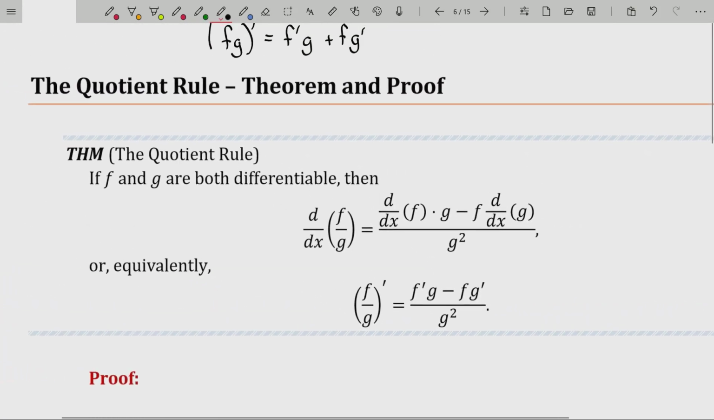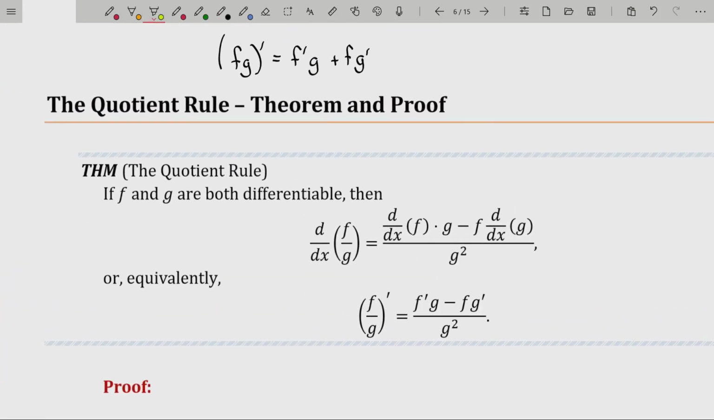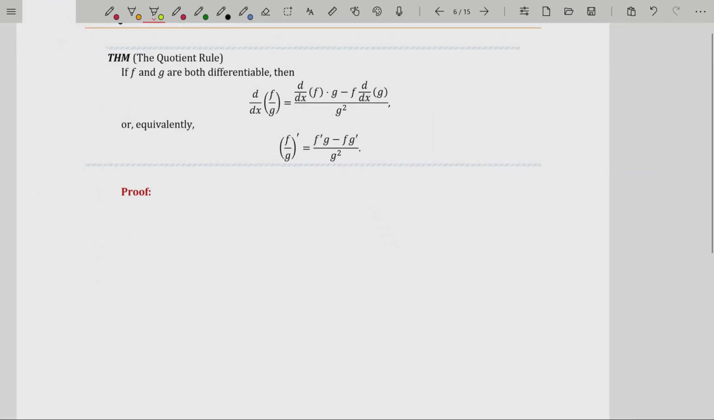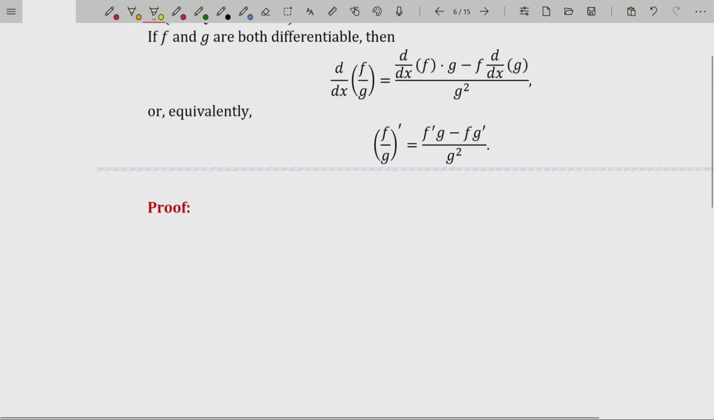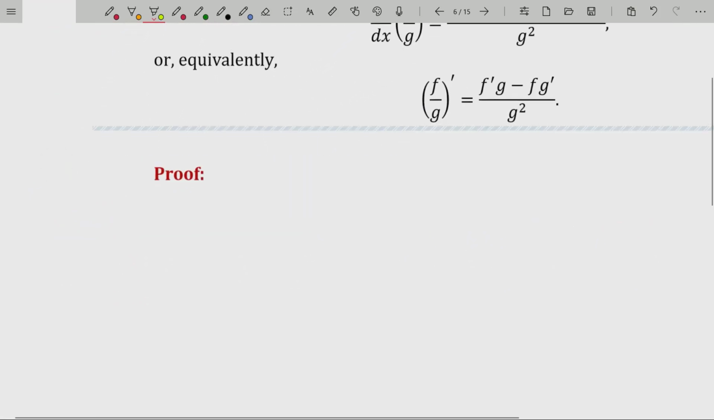Notice the order in which it's written in the numerator matches the order in which I always teach the product rule. So just remember f prime g first, and then if it's a quotient, minus fg prime. If it's a product, plus fg prime. And the quotient has g squared in the denominator. The proof of this, as I scratched it out, is almost identical to the proof of the product rule. It just has a little twist in it that I really dig. So let's go ahead and do this.